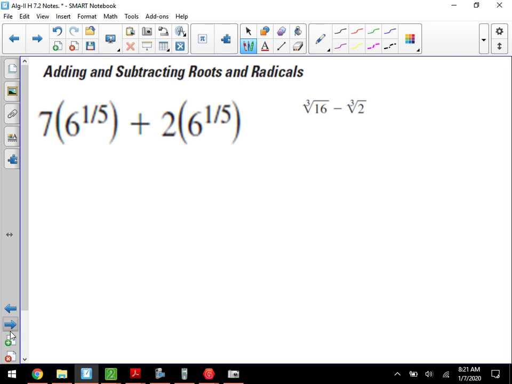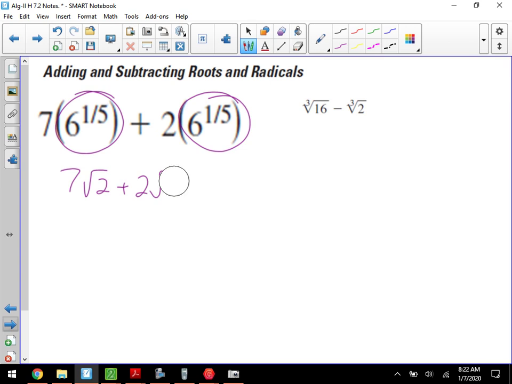Notice, since these two are the exact same thing, isn't it the same exact problem if you think about it? It just so happens that the x value looks ugly. You're just combining like terms. If you have like terms, in this case it's the 5th root of 6, it's the same idea. If this happened to be 7 square root 2 plus 2 square root 2, what would you write? 9 square root 2. Okay?